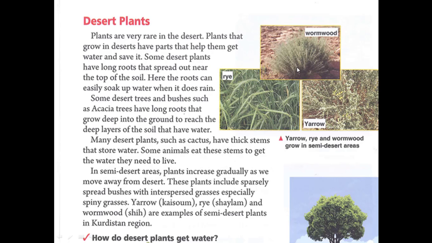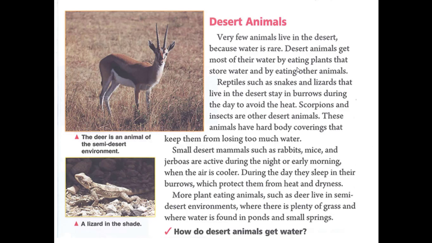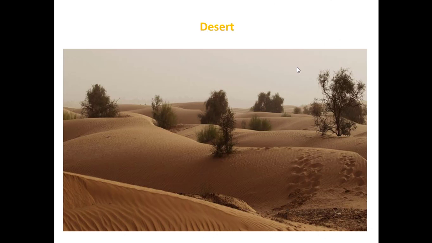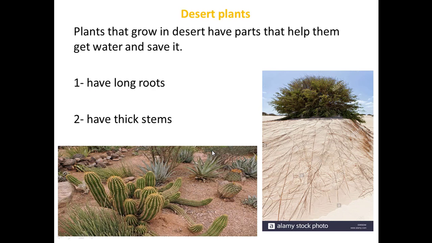After that, we said we have many types of environment, okay? The first type is a desert, okay? This one is a desert. As you know, the desert environment is very hot, okay?